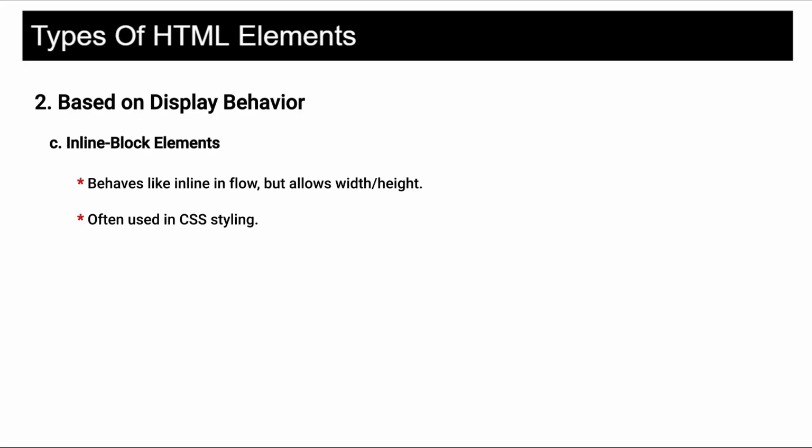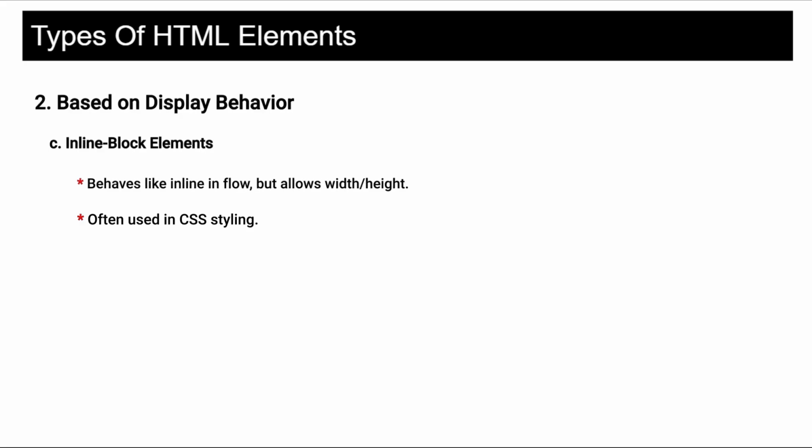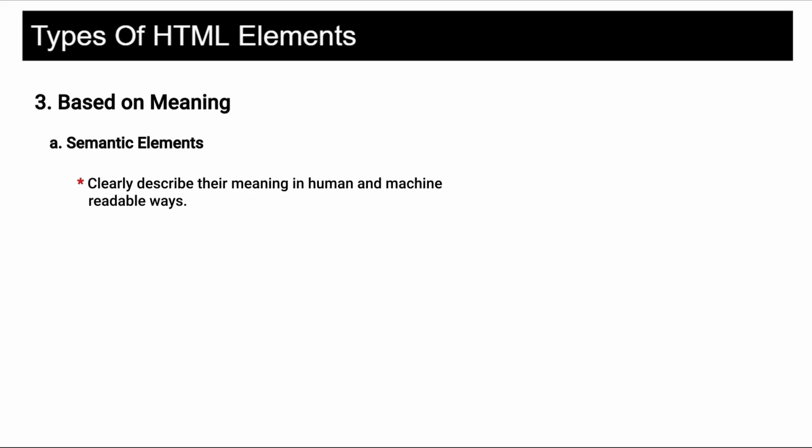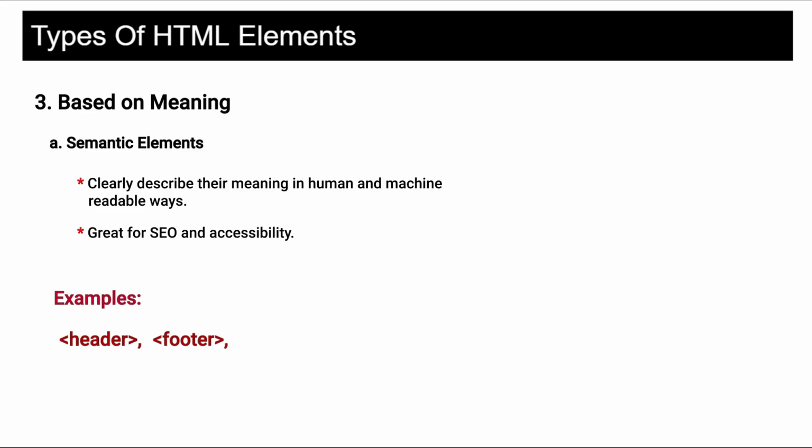Now, the third type of HTML element is also based on meaning and has 2 phases. The first one is semantic elements. These elements clearly describe their meaning in human and machine readable ways, and they are great for SEO, which is search engine optimizer, and also accessibility. Examples are the header tag, the footer, the article, the section, the main, and so on.